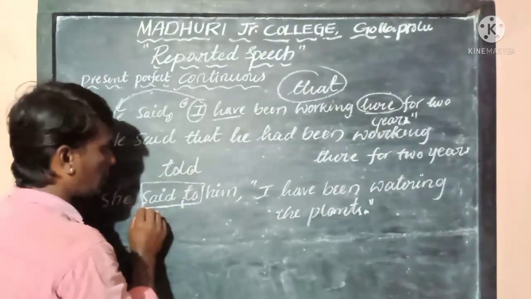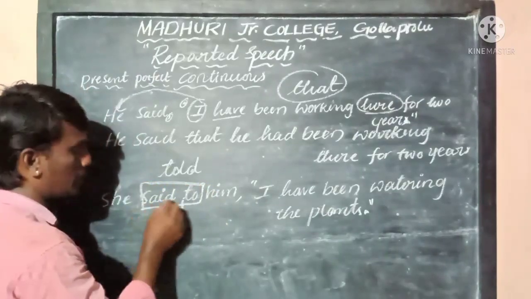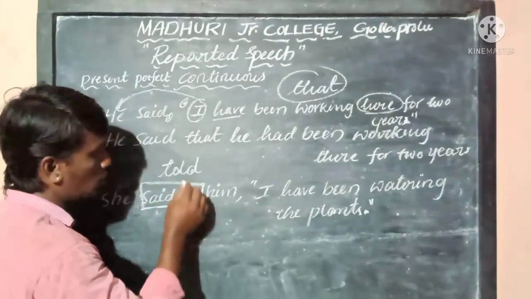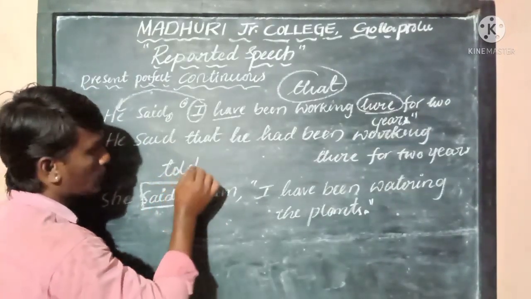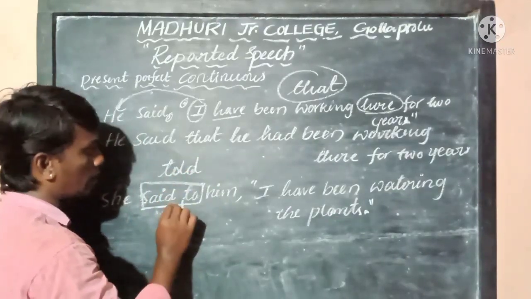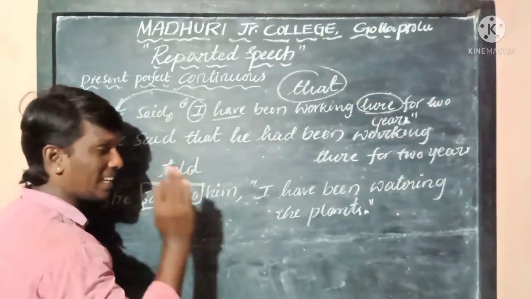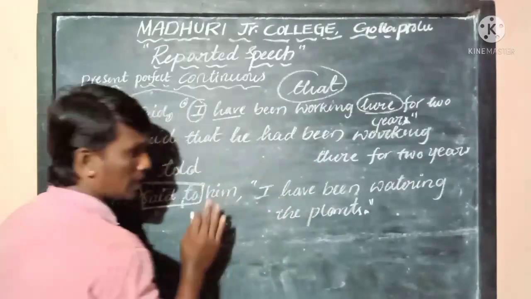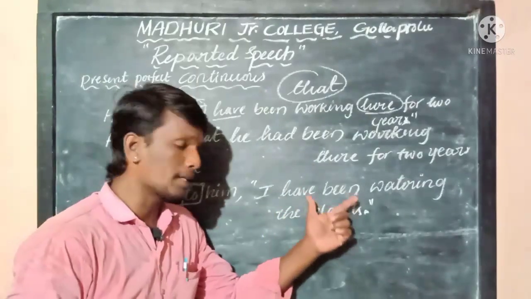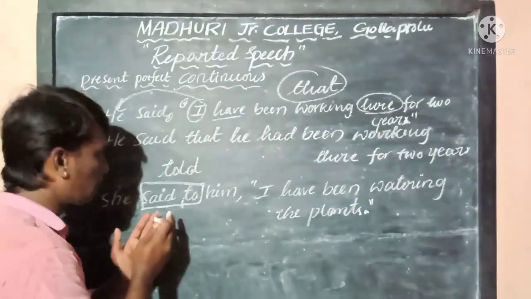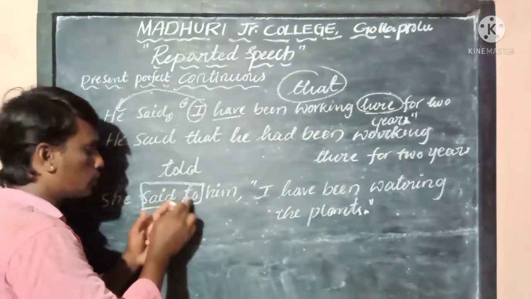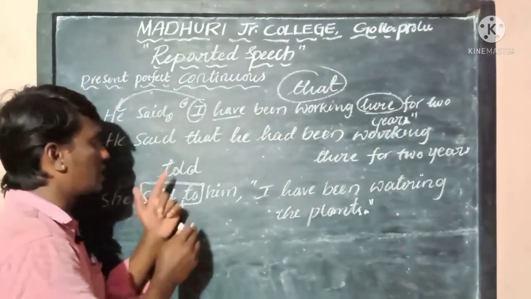So here, when you find said plus to, this said plus to, the reporting verb, can be written as told only in the case of a declarative sentence. When the given reported part is a declarative sentence and we find said plus to, then this reporting verb can be written as told.